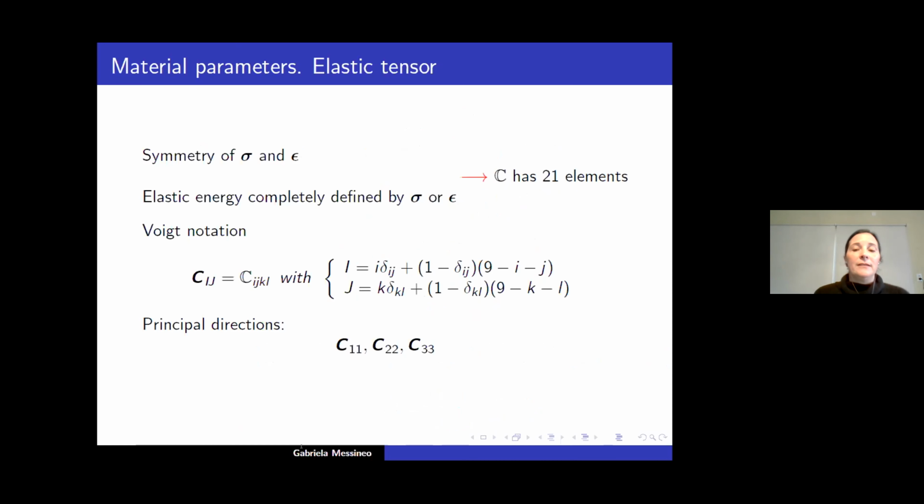In general, the elasticity tensor is defined by 81 different coefficients. Also, due to symmetry and elastic energy requirements, they reduce to 21 different elements. And for simplicity, we use here Voigt notation that allows us to represent a fourth-order tensor as a matrix of 6 by 6. So we have only 36 coefficients. And we are interested only in C11, C22, and C33.